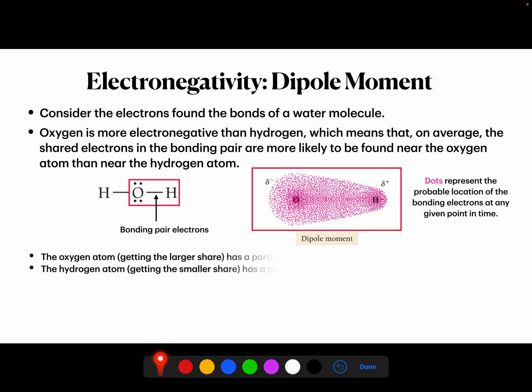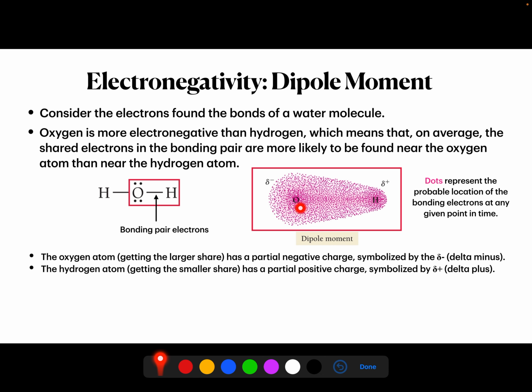So a dipole moment is the word or the description for this particular phenomenon, where one of the atoms within the bonding pair has a greater affinity for the electrons than the other. The dots here represent the probable location of those bonding pair electrons at any given point in time. And because they're spending more time over by the oxygen, this leads to a partial charge difference within the bond.